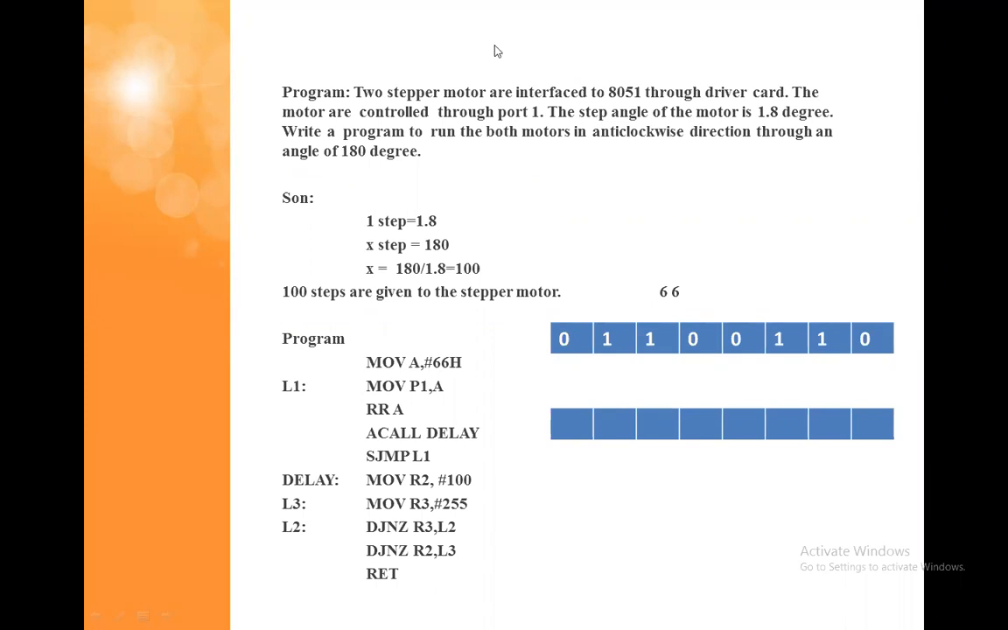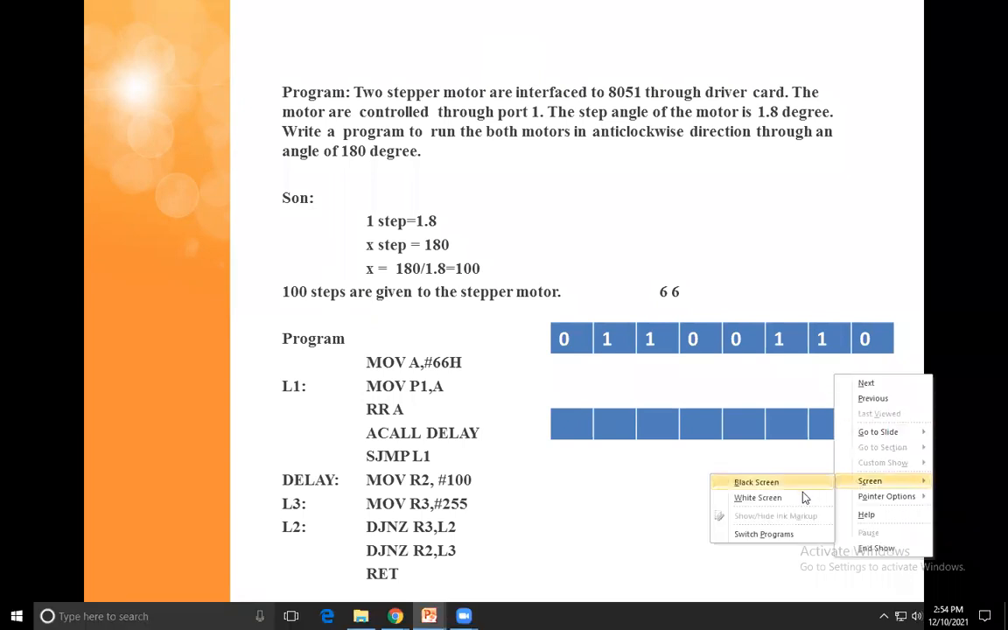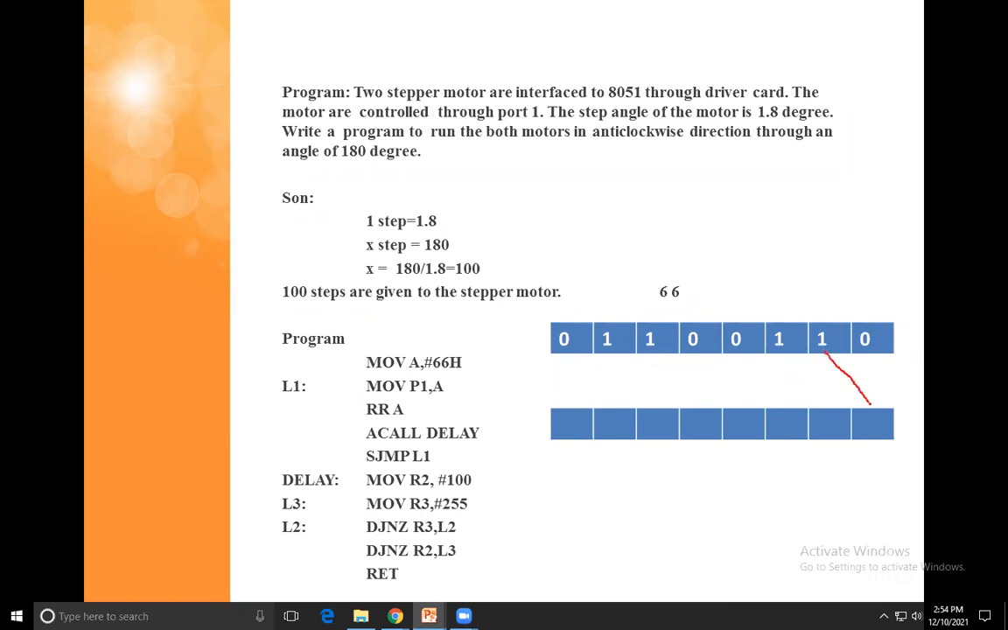See, if it's rotate right, what is the meaning of rotate right? This one goes to here, this one will go to here. This 0 will become here, this 0 here, this one here, this one here, this 0 will be here, and this 0 is coming to here.